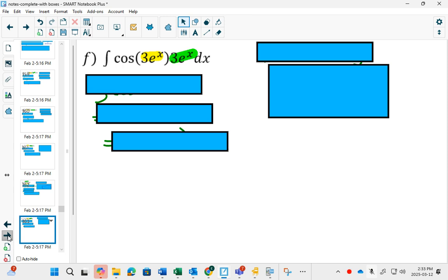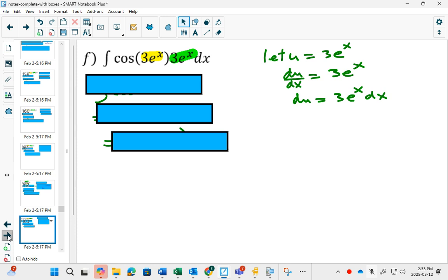So again, where am I going to put my u? I would choose my u to be this 3e to the x. It really doesn't matter when I say let u equals. But that is inside of cos, so that causes a chain rule to happen. Then our derivative is still 3e to the x. And when we substitute, it becomes an easy integral.